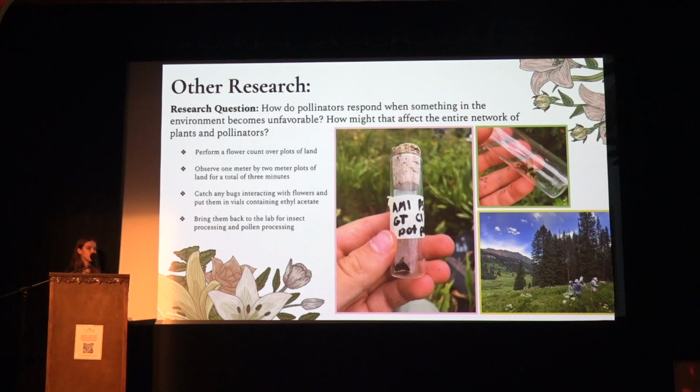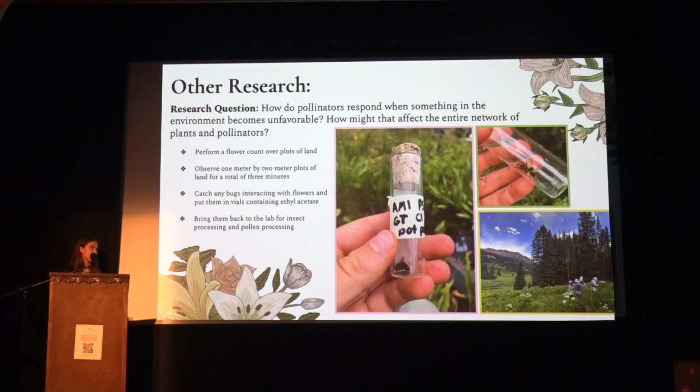In those plots of land, we'd first count the flowers and see what kind of flowers pollinators can visit. And then depending on if it was a control day or a manipulation day, on manipulation days, we would spray a certain species of flower with quinine, which makes it taste bad to insects and makes it unfavorable in the environment.